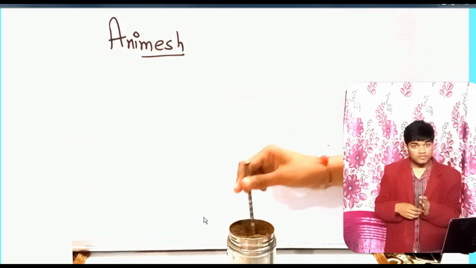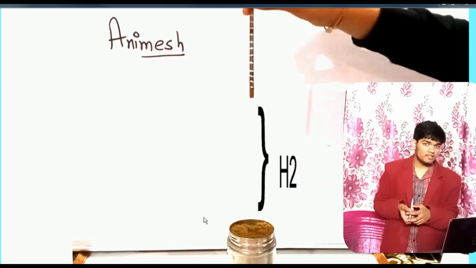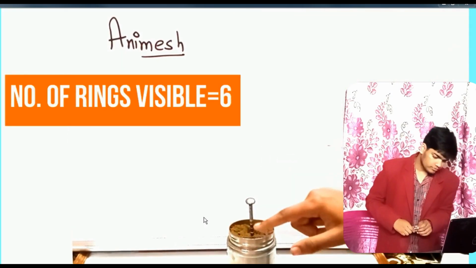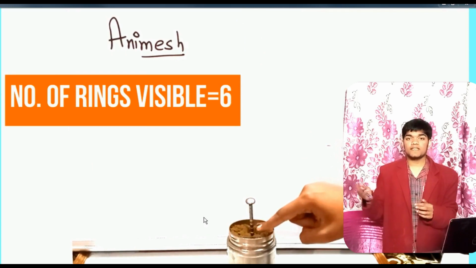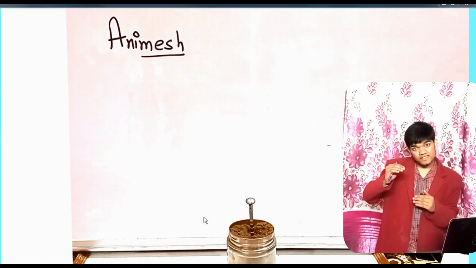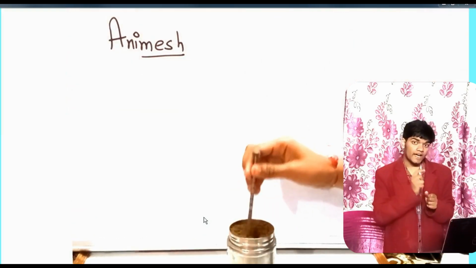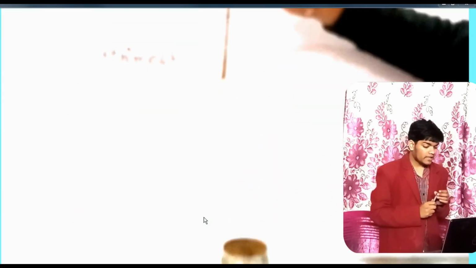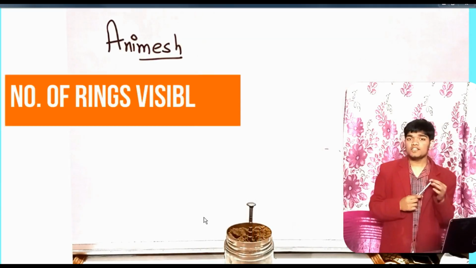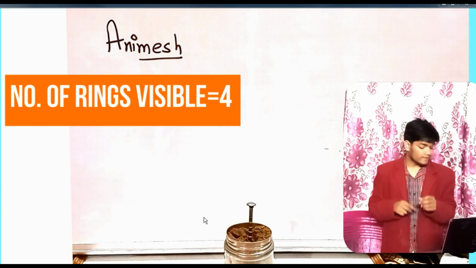Then I take it to some other height h2. Let us call this height h2. And when I drop that object, the number of visible rings came down to 6. Means kinetic energy and potential energy increase when I increase the height. And let me take it to some height h3. When I drop that from there, I can see only 4 visible rings.